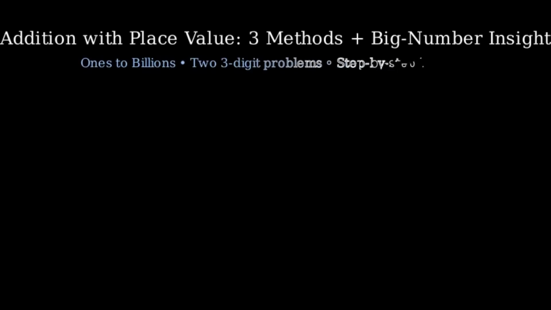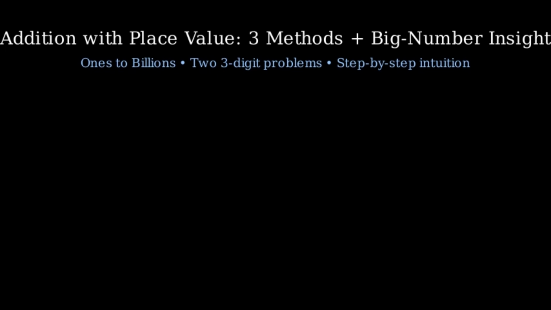Welcome to this lesson on addition with place value understanding. In this video, we will solve and explain two 3-digit additions in 3 different ways. First, we will build intuition with a place value table from ones to billions. Then, we will solve the first 3-digit problem using the standard algorithm, using place value decomposition, and using a number line jump strategy. Next, we will repeat the 3 methods for a second 3-digit problem that crosses 1,000.